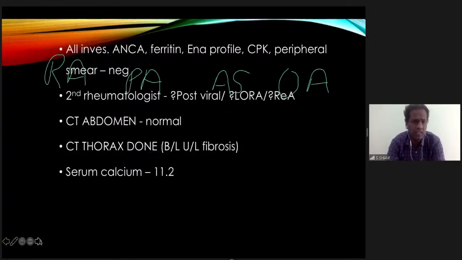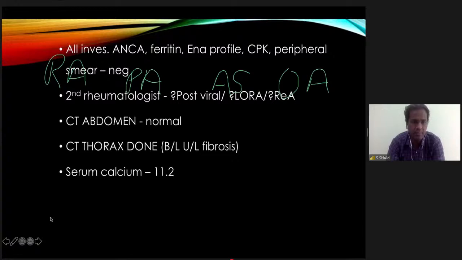So all the investigations, the immunological or relevant investigations like ANCA, ferritin, particularly for AOSD, we look. So all these things were negative. Then the second rheumatologist had seen this during the second admission. He again had put it as post-viral LORA, means late onset rheumatoid or reactive arthritis. All the other workup were done, it was normal. CT thorax was done, which showed bilateral upper lobe fibrosis. It was done as a part of PUO workup, and her calcium levels were 11.2. Any takers, anybody wants to guess at this time?